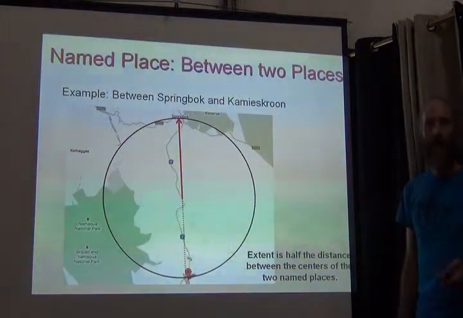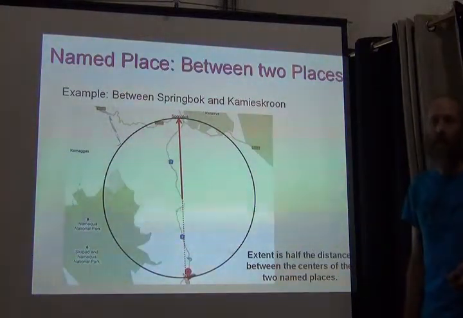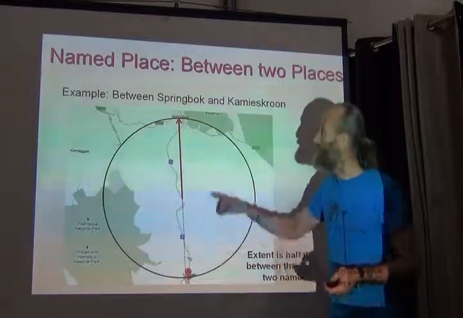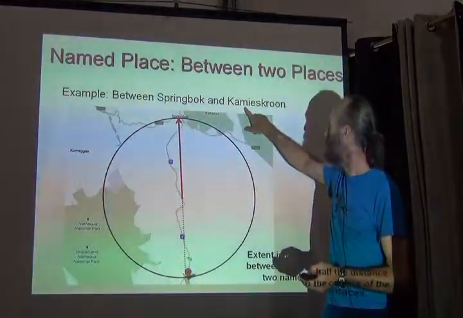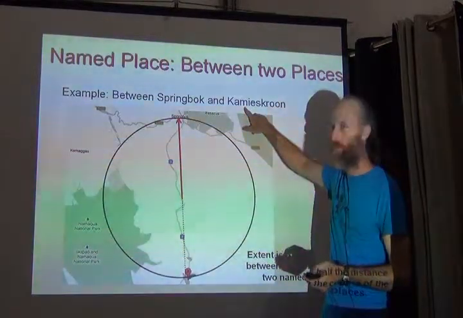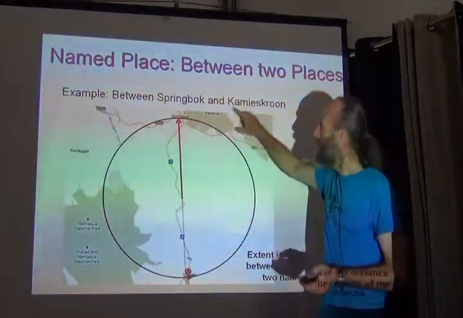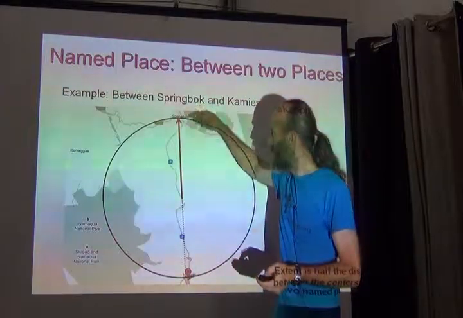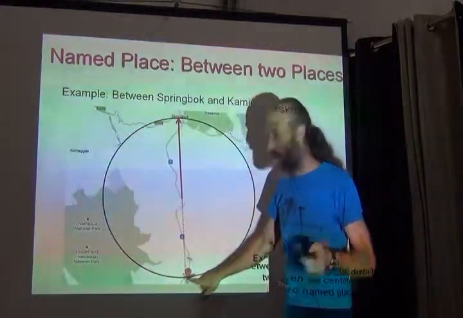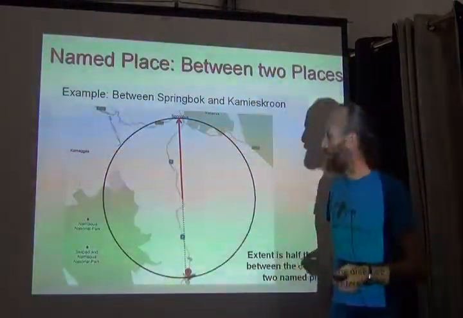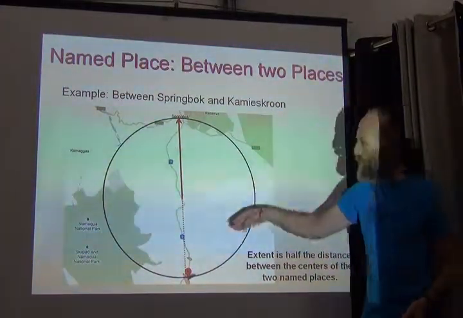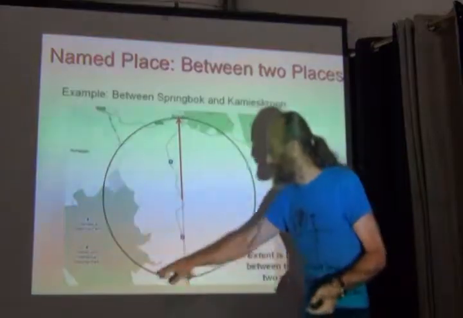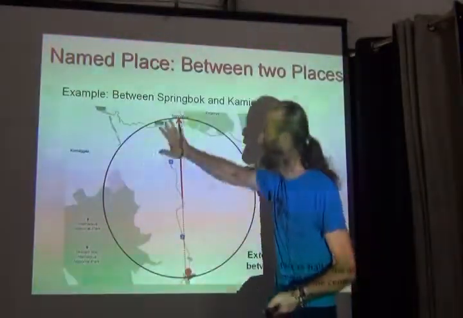Between two named places, it's a little easier to understand. We have two. It says between Springbok, and I don't know how to say that, but I'll try, Kamiasgrun. Between those two, there's Springbok and there's the other one. So what I want to do is draw a line between the two. And between means somewhere basically in there.